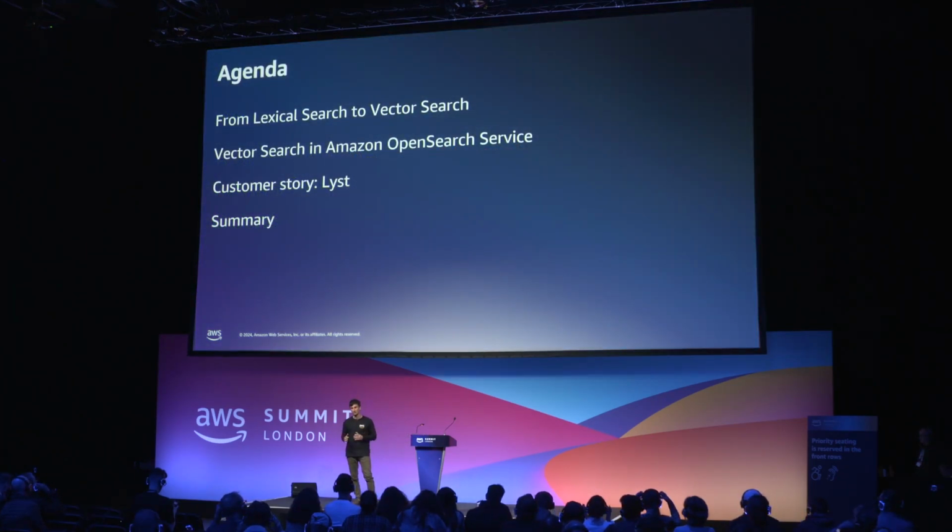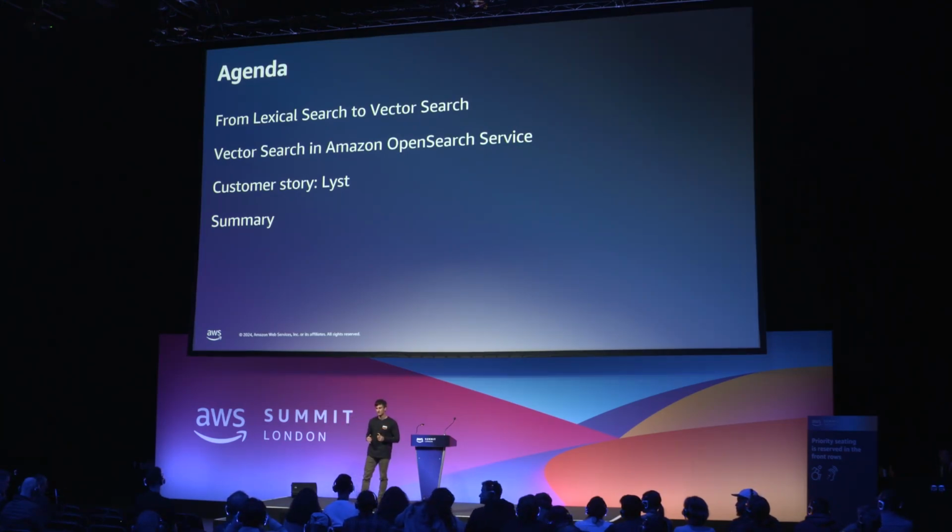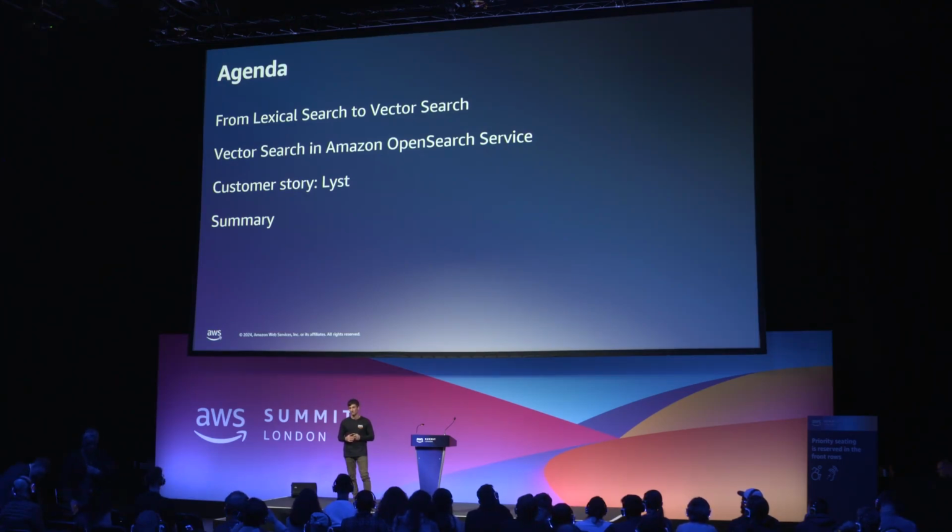So in today's session, we'll be covering both the basics of lexical search and vector search, what are their differences and their strengths. Then we'll go into vector search a bit more in detail, what's happening under the hood. And then we'll see how we can implement vector search scenarios by leveraging the capabilities of Amazon OpenSearch Service. Then I'll leave the stage to welcome my colleague Amir that will guide you through their use case at Lyst. And then we'll end up with a summary with the key points I want you all to take home.